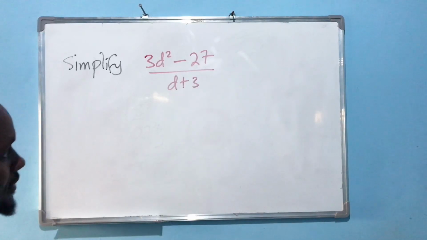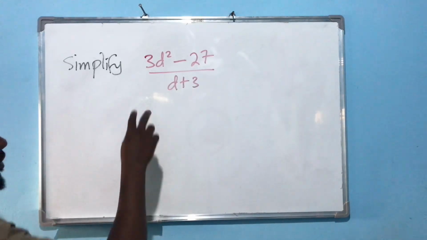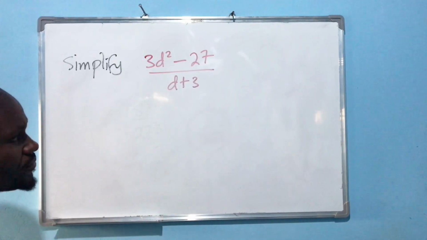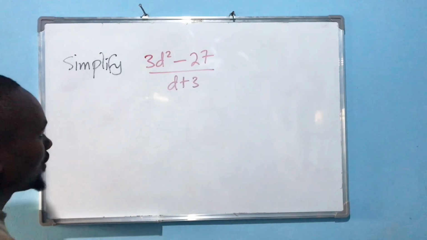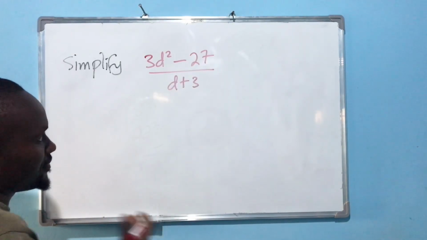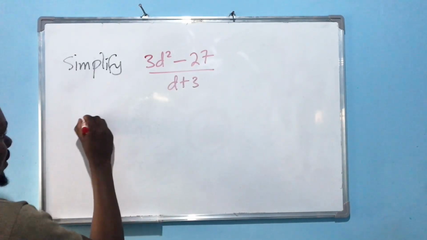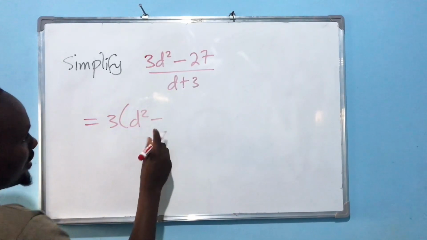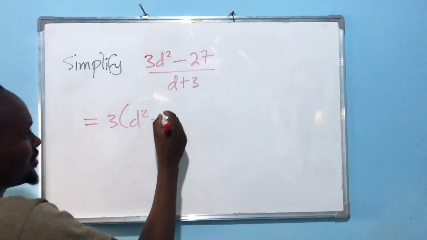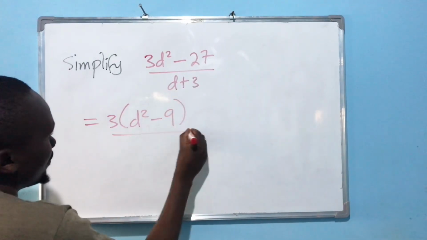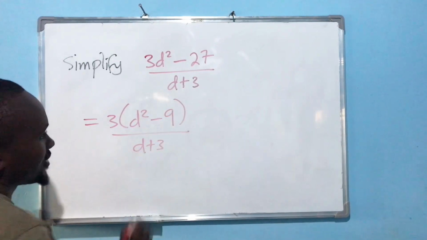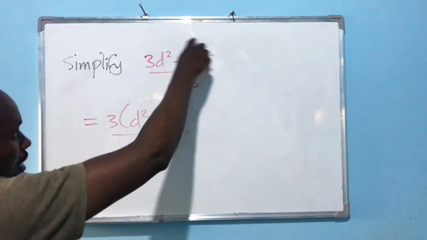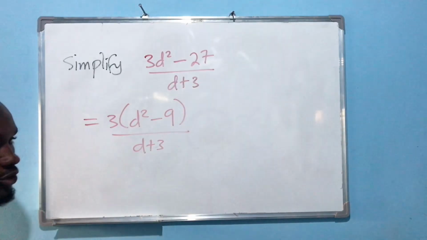So with that asked, let's begin to do the work. If we have 3 and 27, there's something you can do with these terms. You can factorize something here. We know that 3 goes into 27, so let's just factor out 3. Here is what we're going to have: the 3 out, then d² minus, how many times does 3 go into 27? That gives you 9, over d + 3. So if you factorize the numerator, that's what you get on top.